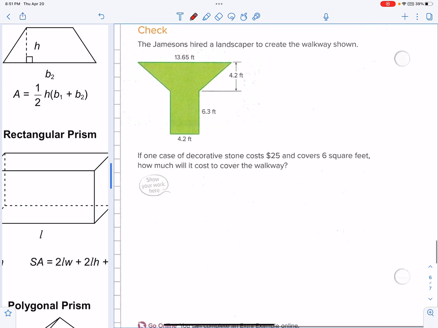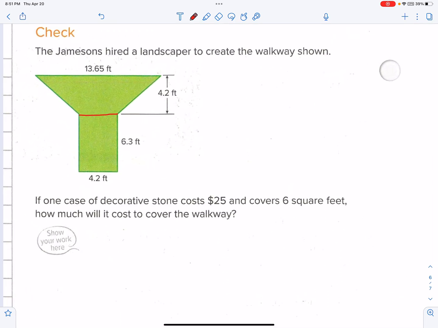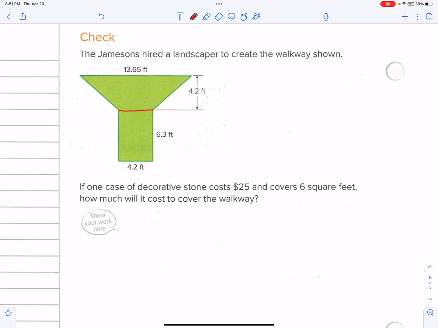Okay, here's one for you to try. Hopefully you can see those two very obvious shapes and you should slice it there. You have a trapezoid and a rectangle. So go ahead and give that a shot. They're letting you know that a case of decorative stone costs $25 and only covers 6 square feet. So you're going to be dividing by 6 square feet to figure out how many cases of stone will fit in there.